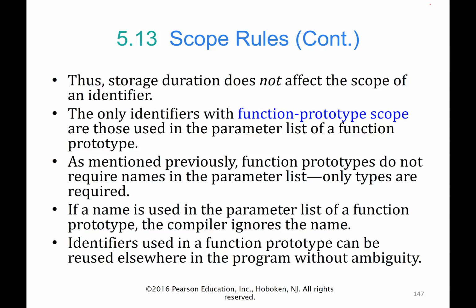So storage duration doesn't affect the scope. I won't get into that. So only identifiers with function prototype scope are those listed in the parameter list. Again, I skipped that.